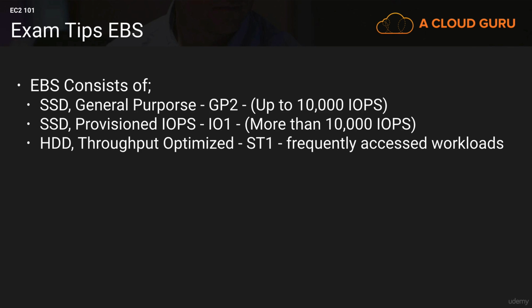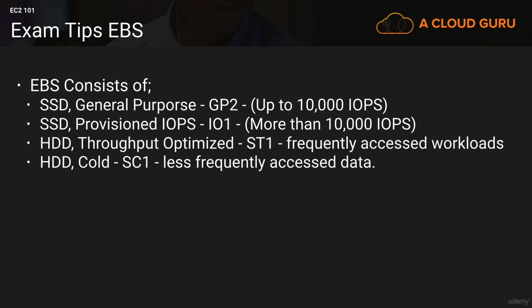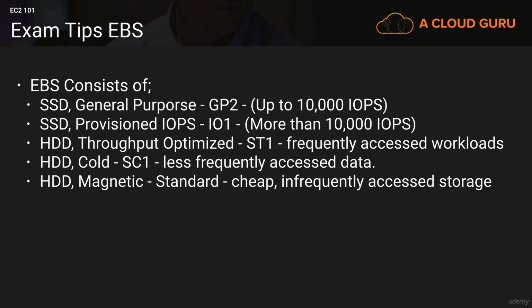We then have HDD throughput optimized, ST1. So this is where we're doing sequential writes. These are frequently accessed workloads, usually used for data warehousing, for example, transaction logging, that sort of thing. We then have HDD cold, which is called SC1, and this is less frequently accessed data. Typically you use these for file servers. Remember that ST1 and SC1 cannot be used as boot volumes. They can only be additional volumes attached to your EC2 instance.